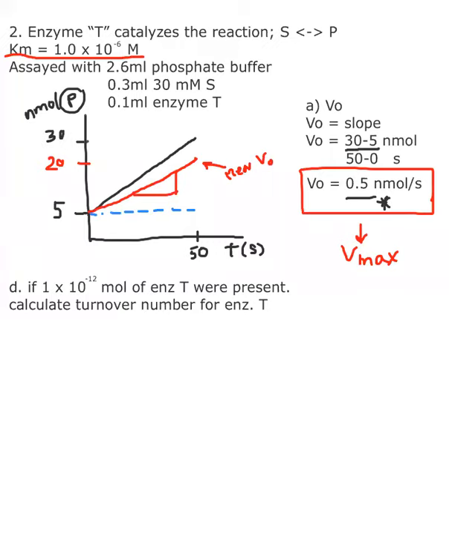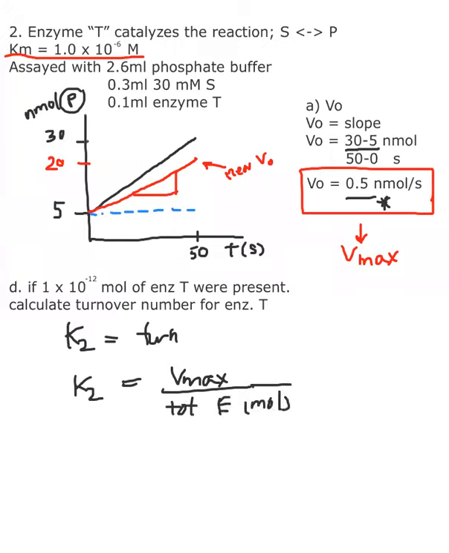From the lecture, the turnover number is k2, the turnover number. The equation from the lecture is that k2 equals Vmax. Every turnover number needs to be calculated under Vmax conditions. Vmax divided by the total amount of the enzyme, and this should be in the unit of mole.